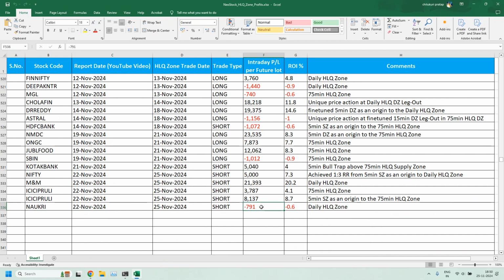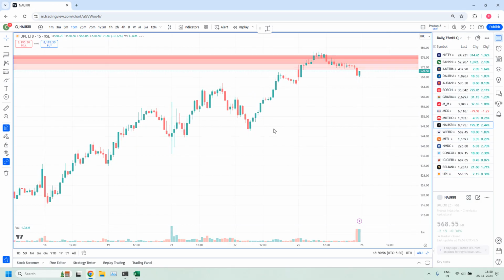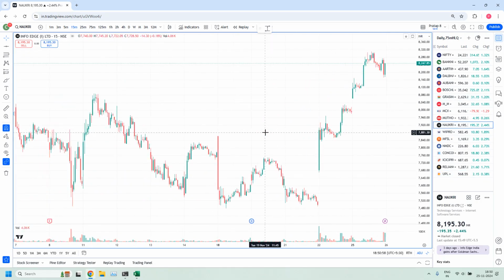Naukri. Naukri today is the first time. This is the 5-minute zone for the fine-tuned 75 minute, 15 minute zone. 15 or 75 minutes. See Naukri. Today, for the first time, prices entered into that zone.